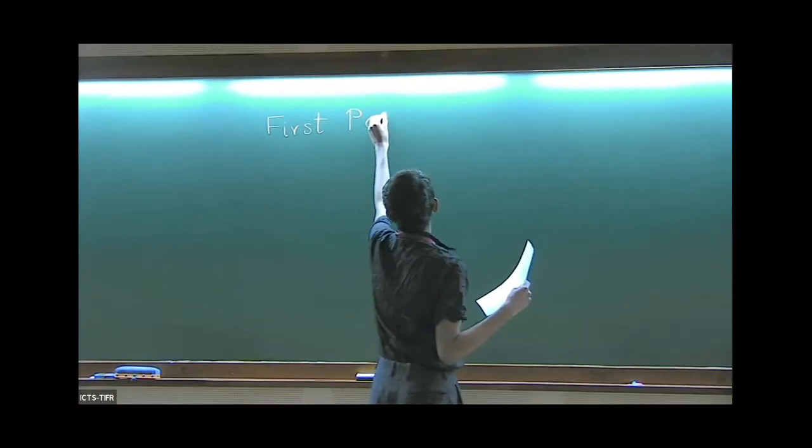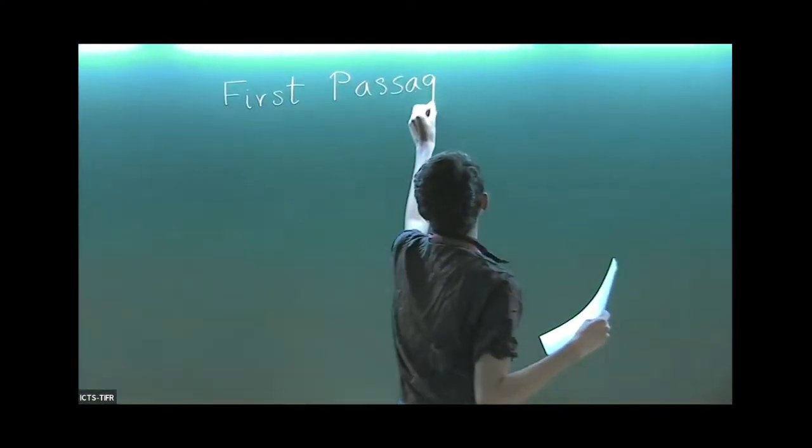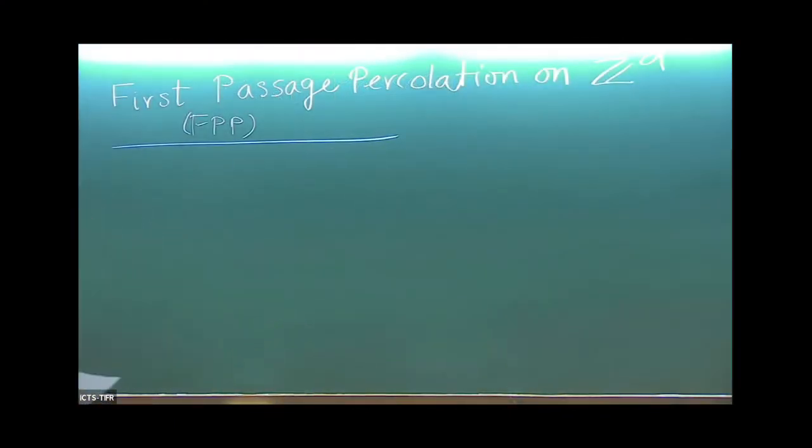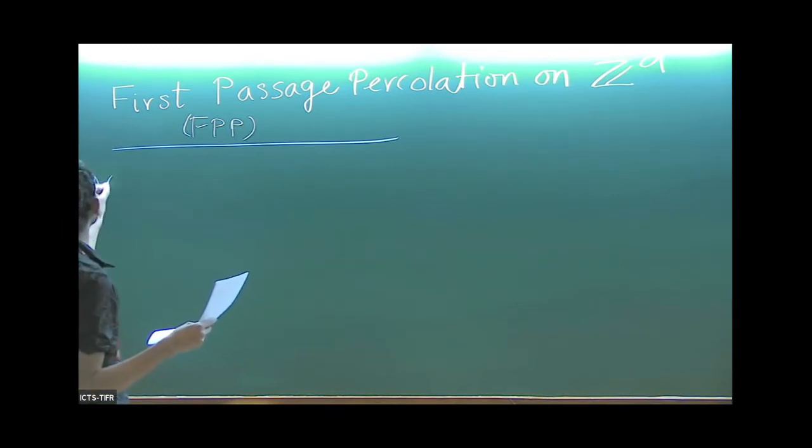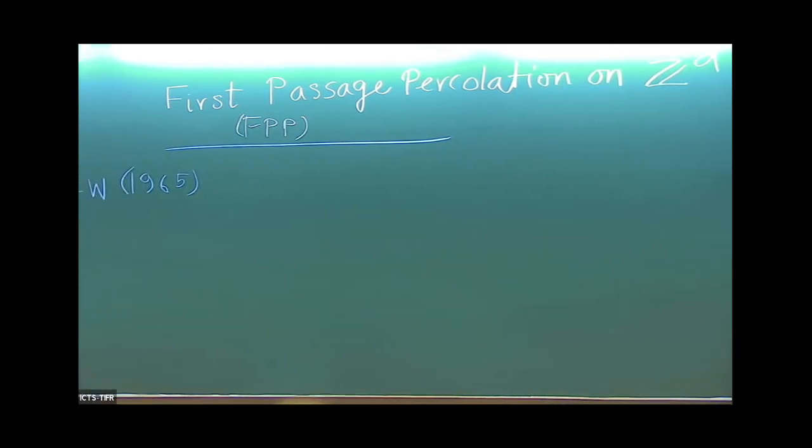So we're going to talk about first passage percolation on the lattice. So what is this model? This model was introduced by Hammersley and Welsh in 1965. It is a model for fluid flow through inhomogeneous media.